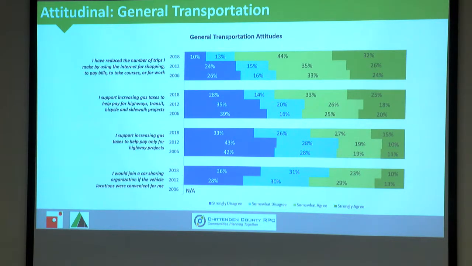And there are two findings on here that are most interesting when you look at them in conjunction. Currently, if you look at people who strongly agree versus strongly disagree that they would support increasing gas taxes to pay for highway, transit, bicycle, and sidewalk projects combined, 25% strongly agree with that versus 28% strongly disagree with that. Why is that interesting? If you separate it and just go highway projects, rather than 25% agree, 28% disagree, it drops to 15% strongly agree, 33% strongly disagree. So you're going from 25 and 28% to 15 and 33%. So if you add in the transit, bicycling, and sidewalk projects, you're much more likely to get people's support than going highway alone.